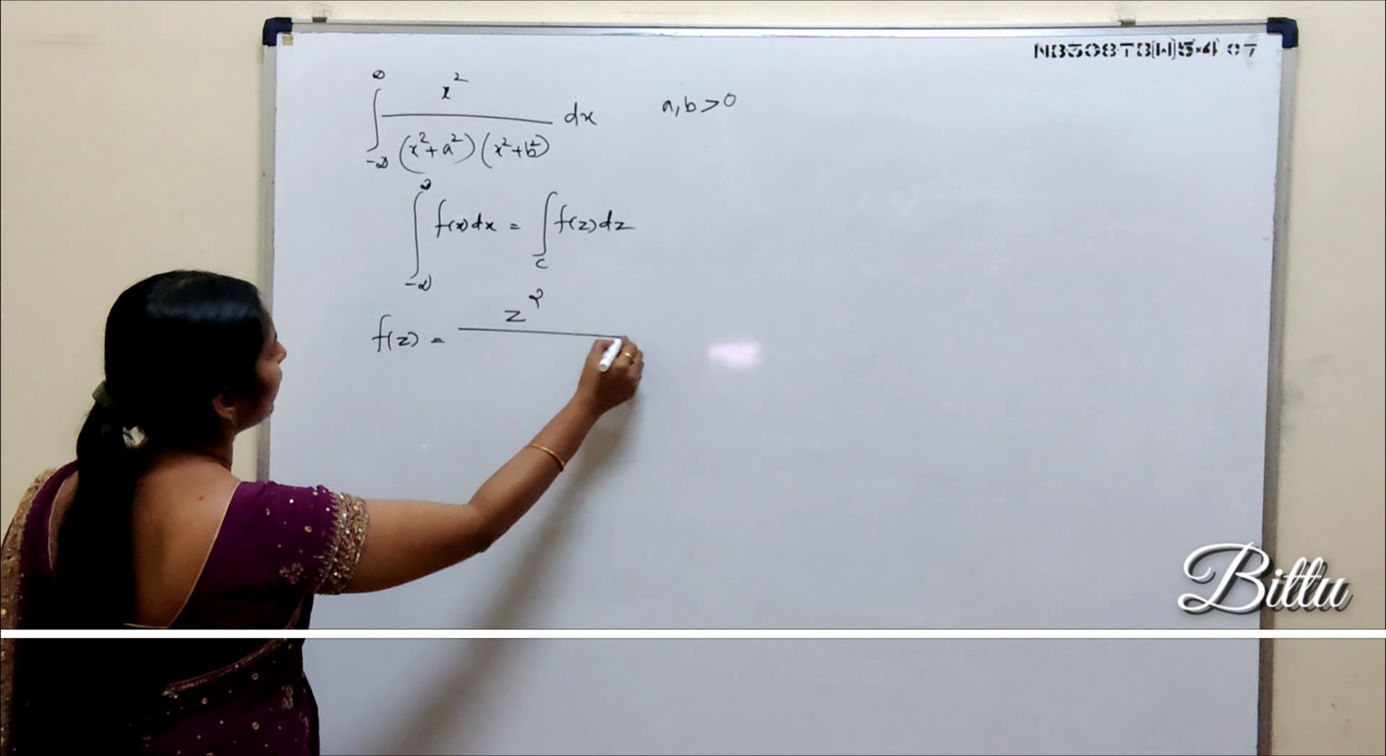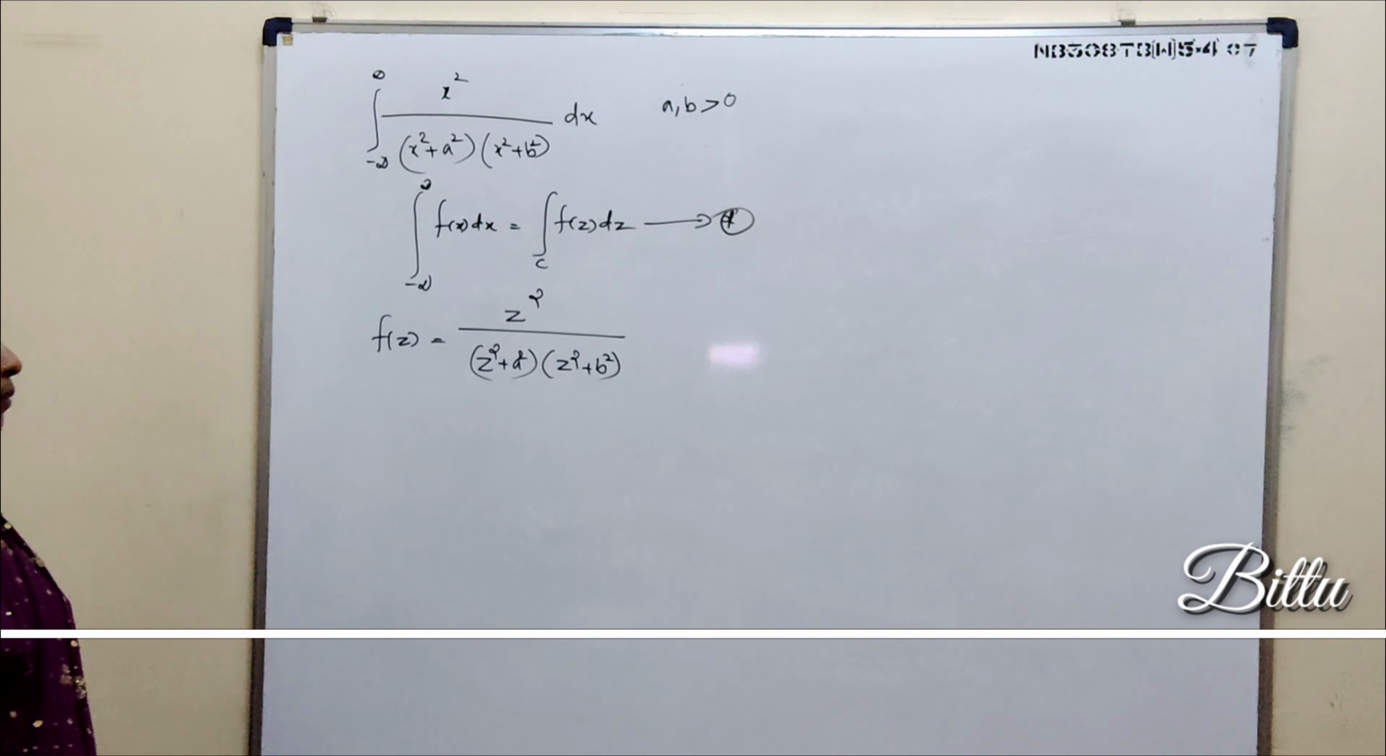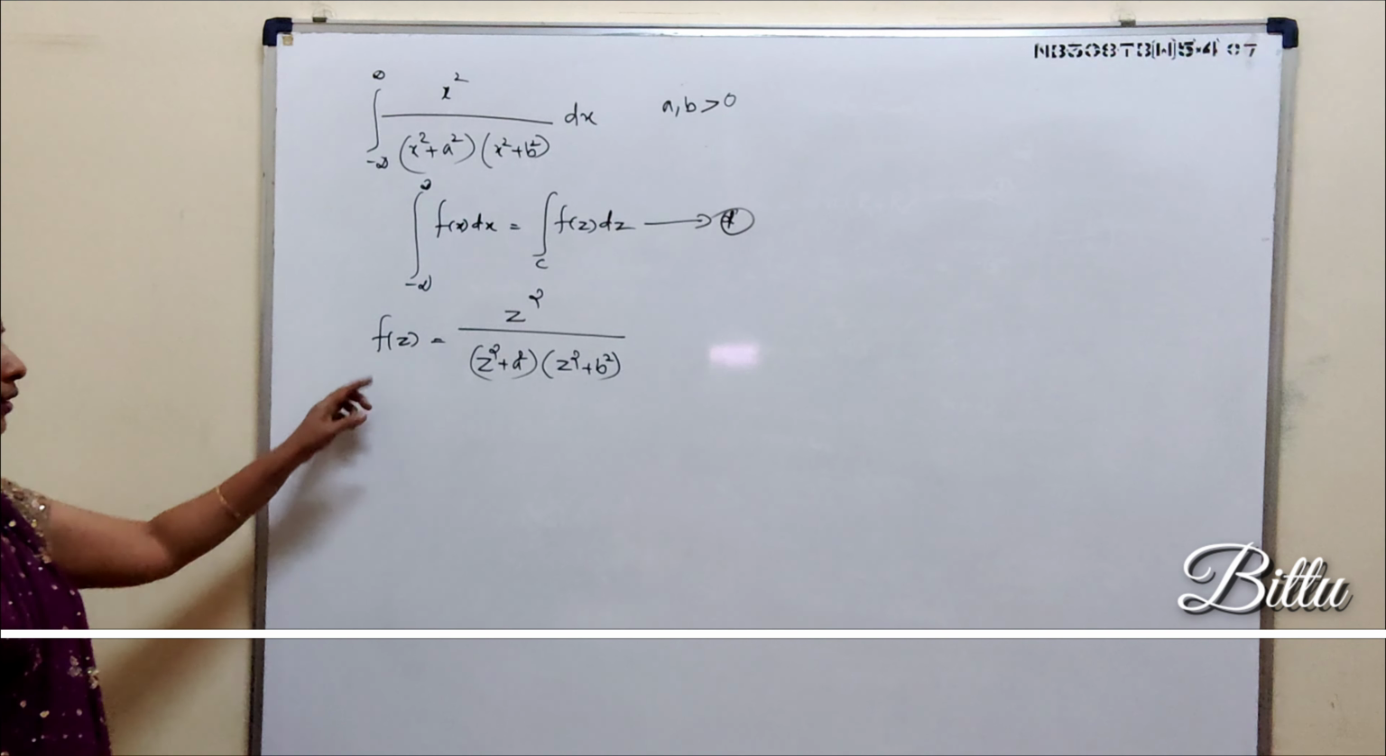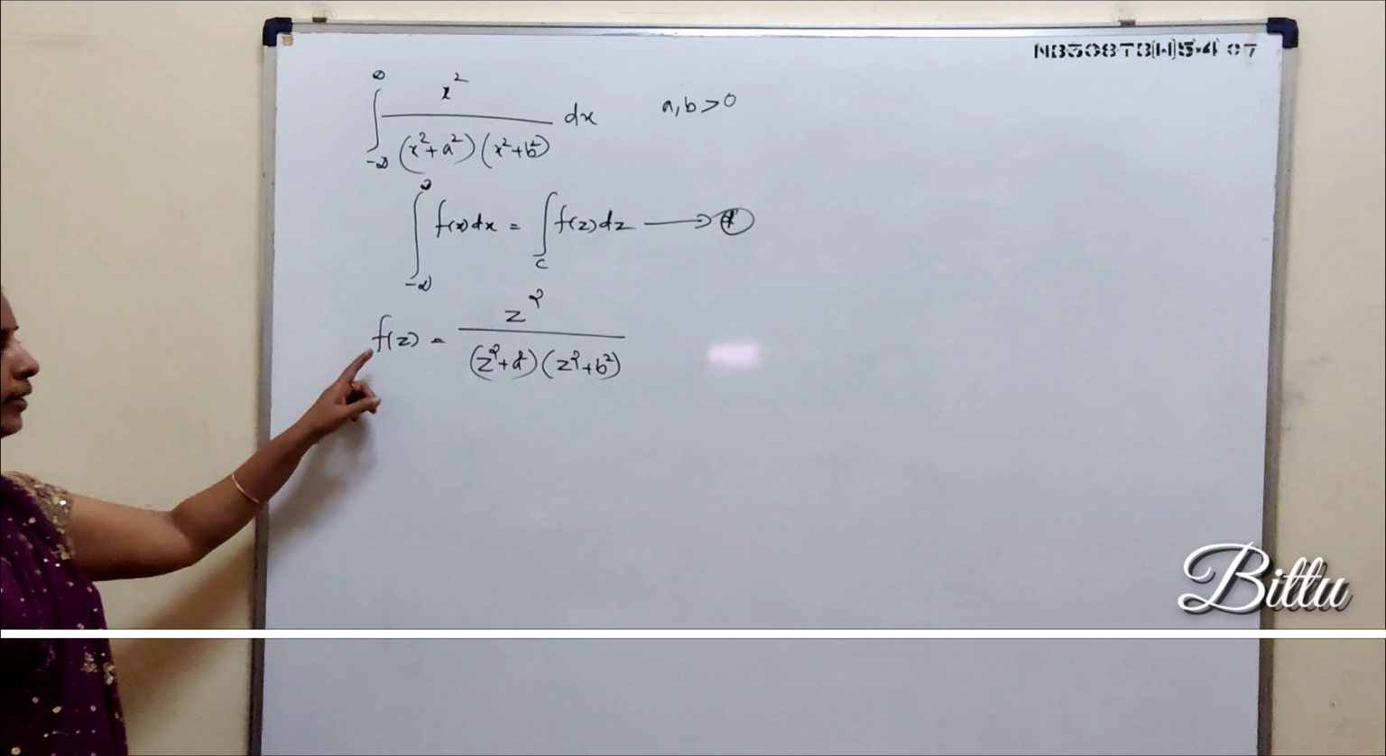For evaluating this integral with the help of the residue theorem, you have to notice the singularities of f(z). Clearly the singularities of f(z) are, from here, plus ia and minus ia, and from here, ib and minus ib. These are the four singularities of f. Here a and b are greater than 0. So clearly ia and ib are the singularities within C.